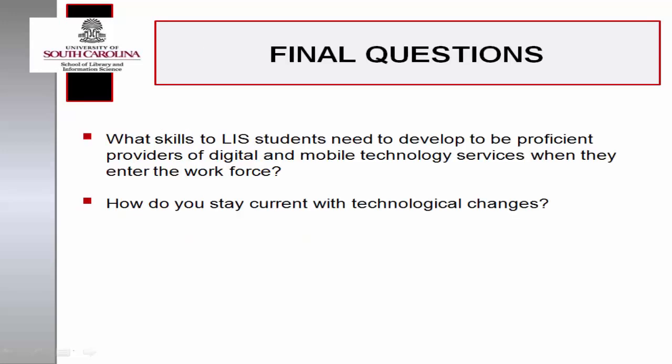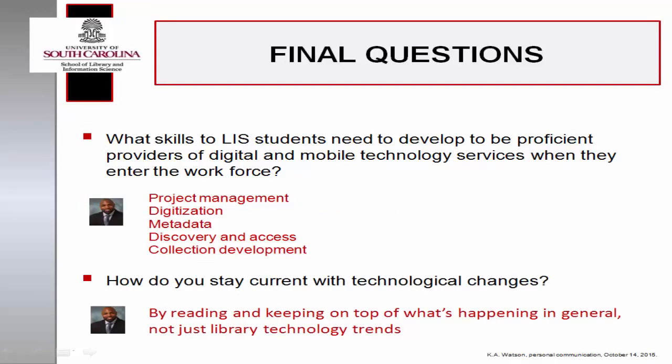In response to my final questions regarding what types of skills he thought library information science students should have to provide digital and mobile technology services, he listed experience with project management, digitization, metadata, discovery and access, and collections development as important areas to concentrate one's focus of study. He also said that he stays current with technological changes by reading and keeping on top of what's happening in general, not just focusing on library technology trends.